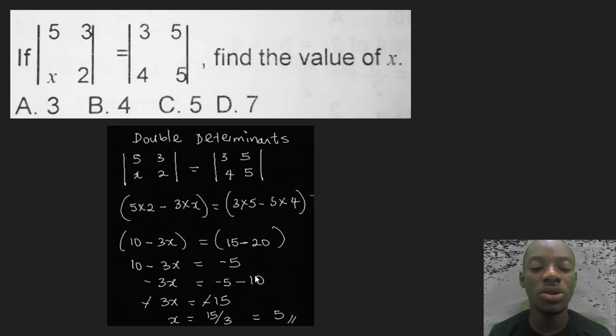The 10 here we move to the other side and it becomes minus 10. So that will become minus 3x equals minus 15. Minus cancels minus, divided by 3, x is equal to 15 over 3, which is 5. So the answer is just 5.